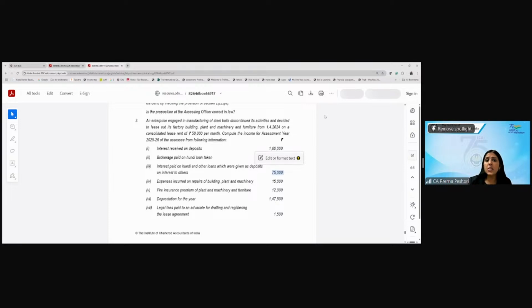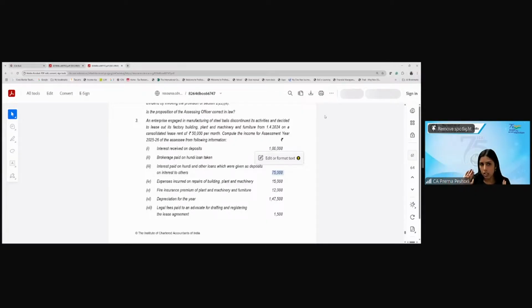Now you could ask a question, ma'am, why is it not IFHP? Leasing of a building is IFHP, isn't it? But here it's a composite contract of leasing building, plant and machinery and furniture. That's the reason why I'm not allocating it to IFHP. Had there been a separate consideration for the building and for plant and machinery, I would have put the building under IFHP. Here it's a composite contract, so it will come under IFOS since it is not taxable or chargeable under any other head.